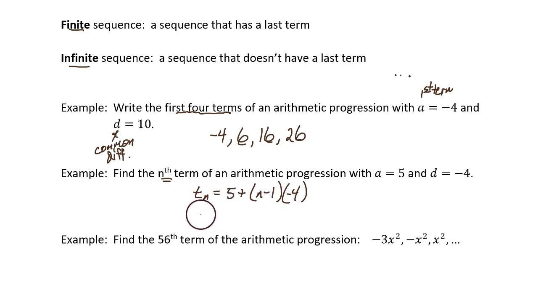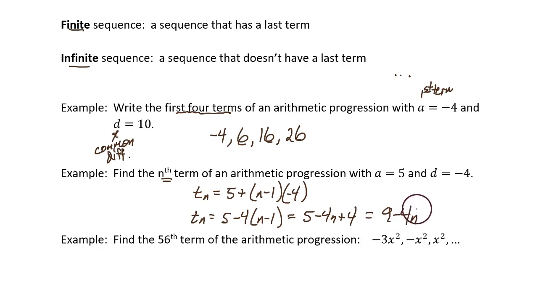You can leave it like this, or you can take the time to write 5 minus 4 times n minus 1, which in turn is equal to 5 minus 4n plus 4, which is equal to 9 minus 4n. 9 minus 4n is the simplest version of the formula for the nth term.